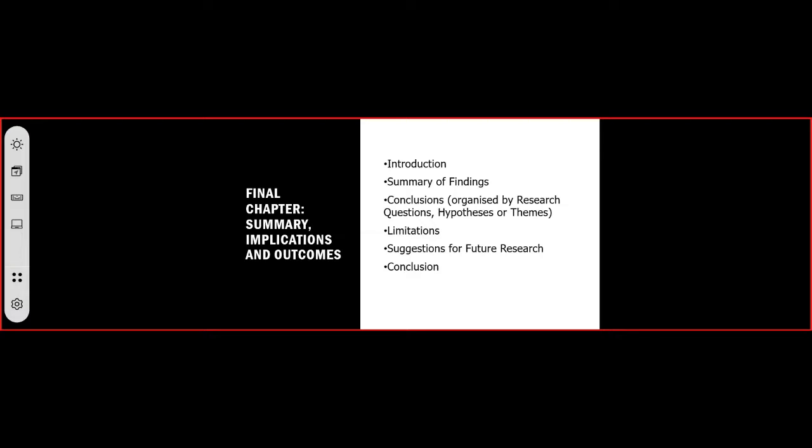Again, an introduction, summary of the findings, conclusions. These are usually organized in terms of your question or your hypotheses or the themes. Here is the place for your limitations at the end of the study. Suggestions for future research. You might have suggestions for practice as well. And then you have your conclusion to your chapter. Okay, so you will see in this chapter, there's two conclusions. There's a conclusion related to your question hypotheses, and then there is a chapter conclusion as well.